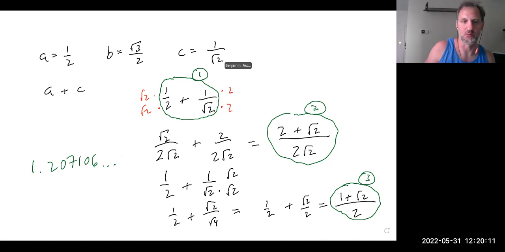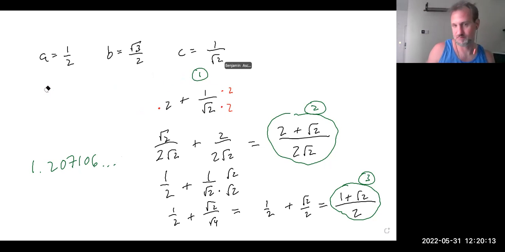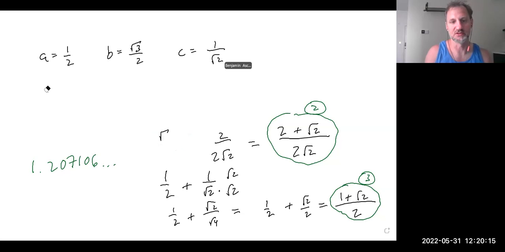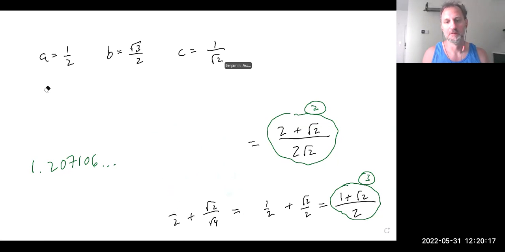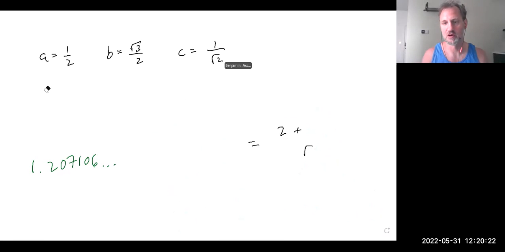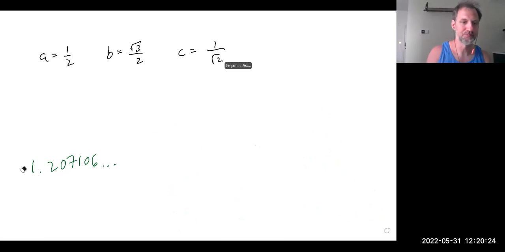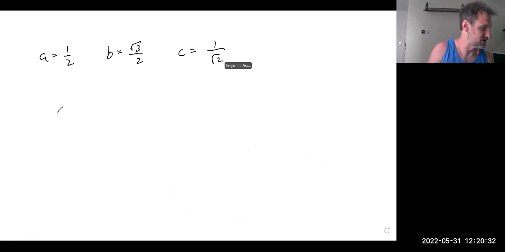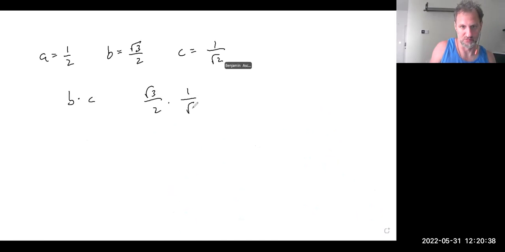Let's take a look at the second one. With addition and subtraction, we need common denominators. That's a key fraction skill. We also saw a little bit of radical work there: square root of 2 times the square root of 2. All of that is going to be important in this course and as you go on. Next problem was b times c. So that's the square root of 3 over 2 times 1 over the square root of 2.